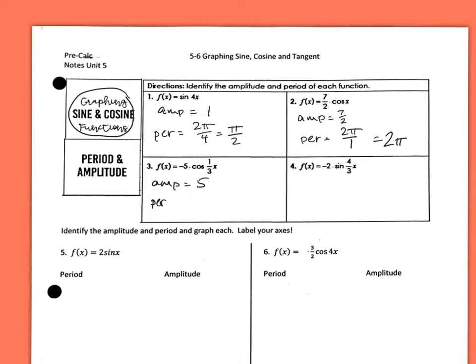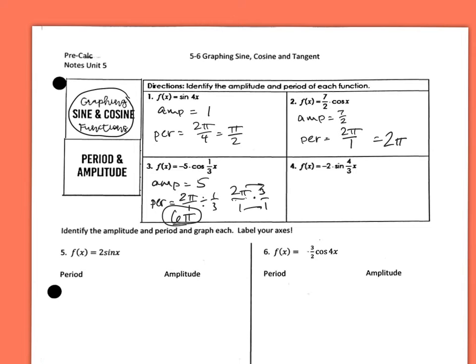Now the period, when you have a fraction, we have 2 pi over 1 divided by 1/3, which is the same thing as 2 pi over 1 times 3. So when you do this, you want to flip over the fraction and multiply. So straight across the top, straight across the bottom. So here the period is 6 pi.